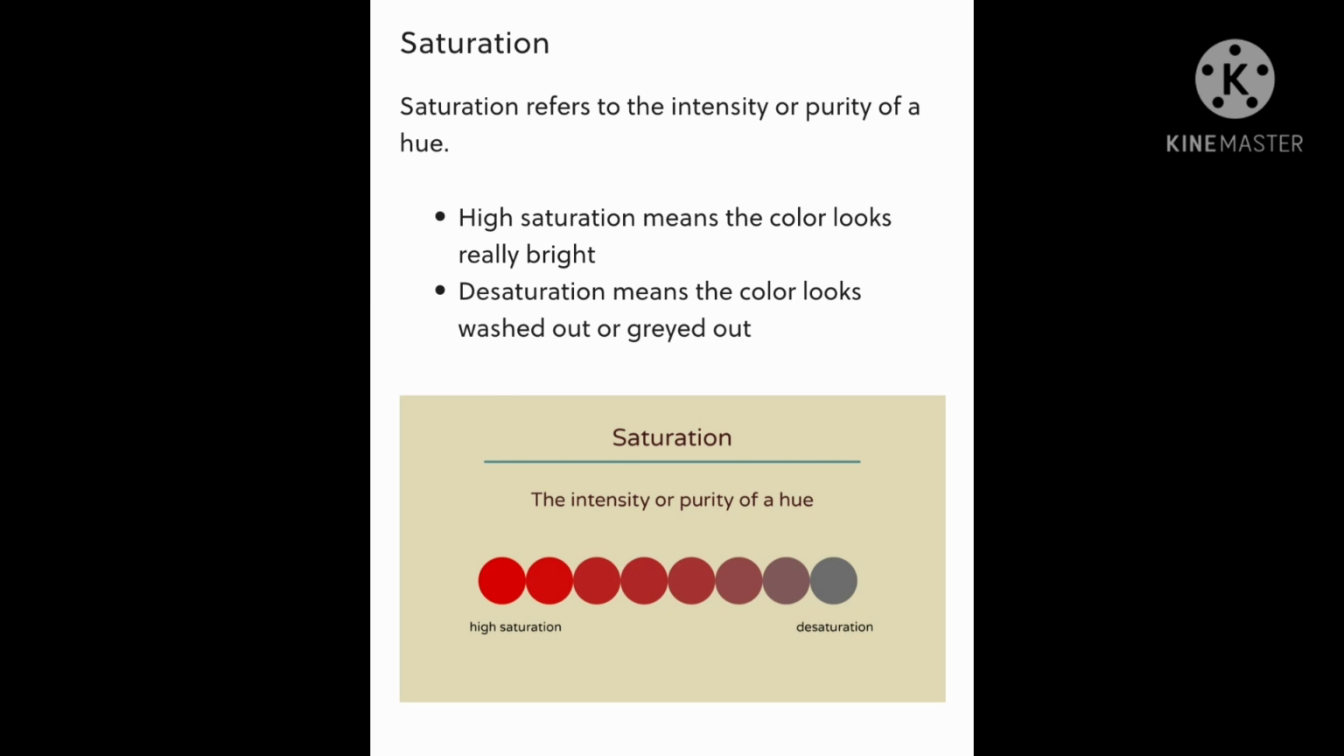High saturation means the color looks really bright. Desaturation means the color looks washed out or grayed out. So, high saturation gives a brighter tone, while low saturation or desaturation gives a washed out tone to the color which is to be used by you.